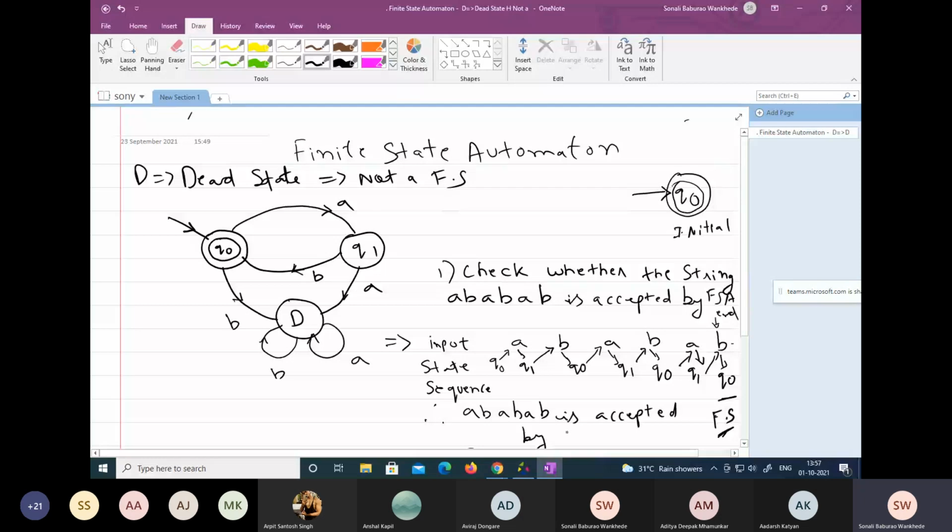Now we will see one more example. Should I erase this? I'm just erasing. You just tell me if you're noting down. Done, ma'am. Okay.